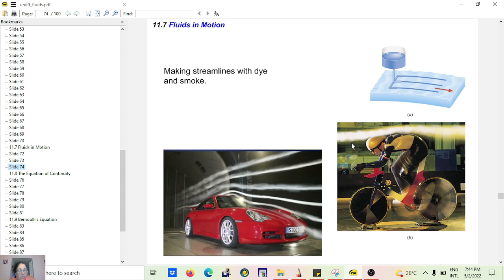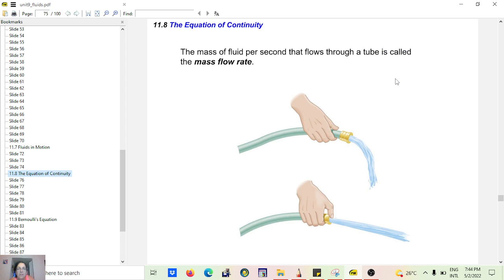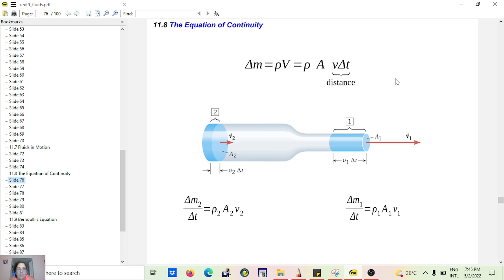So here too, you can visualize the fluid. You can do that with dye as well. So those are called streamlines, and you can visualize them. So we talk about that.